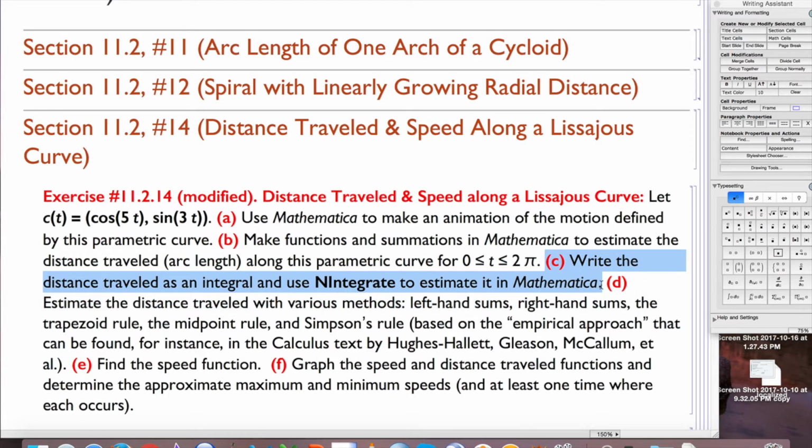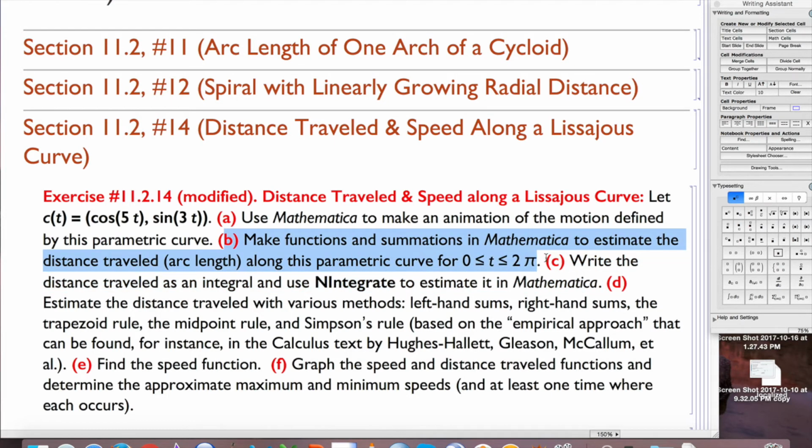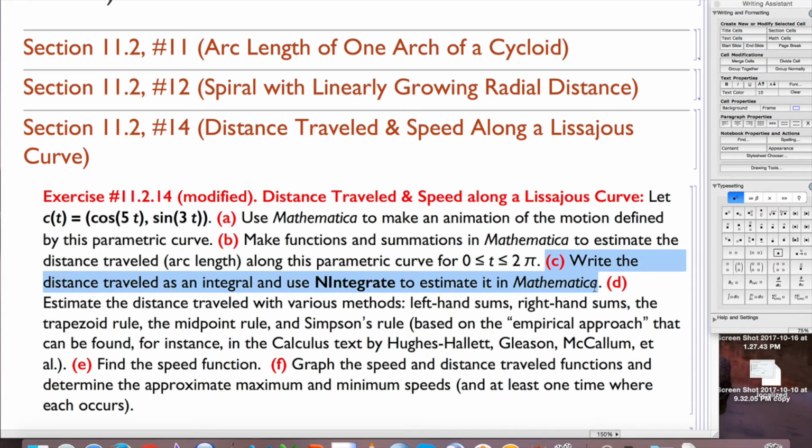In part C, I'm going to ultimately use a built-in Mathematica command called NIntegrate to estimate that distance traveled and get the best possible answer for the problem itself as far as that arc length goes. But I also want to talk about how to translate the idea in part B to an integral we can actually do in part C.